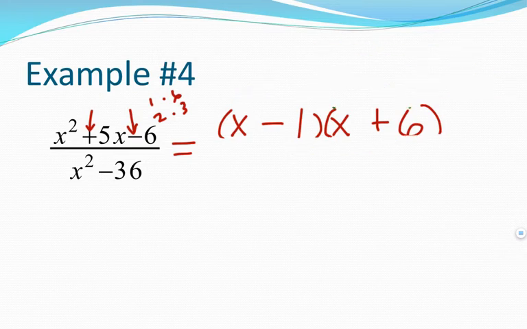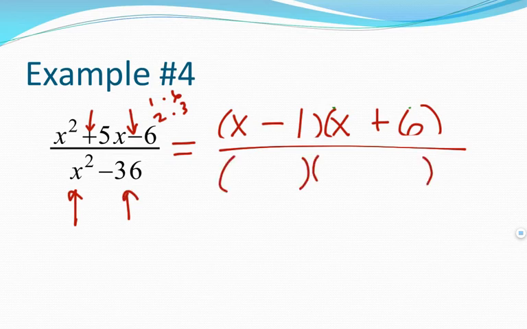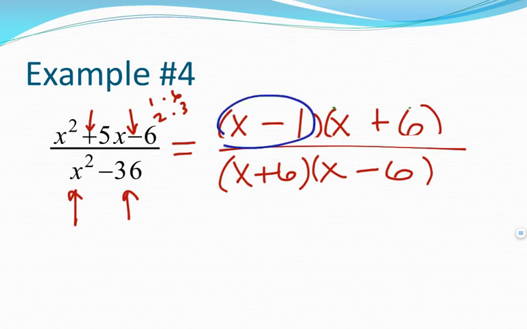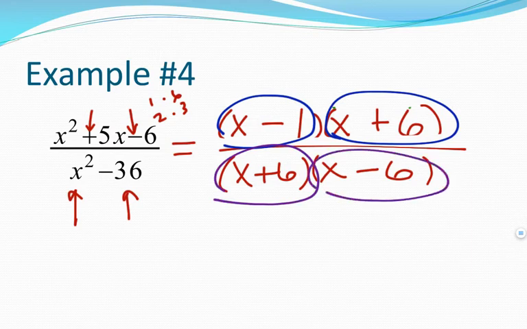Okay, on the bottom, we are going to factor that. Now this is a difference of squares. If you notice that we've got a perfect square, subtract a perfect square, and so if you remember how to factor that, I can factor into x plus 6 times x minus 6. Now let's notice that on the top I have two factors, x minus 1 and x plus 6. On the bottom I have two factors, x plus 6 and x minus 6.